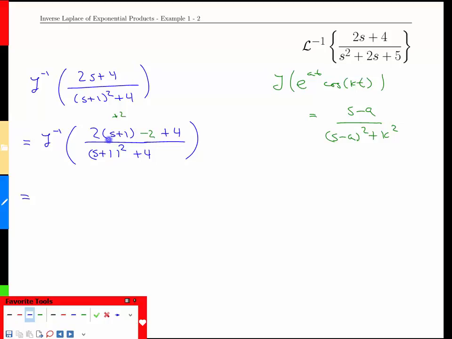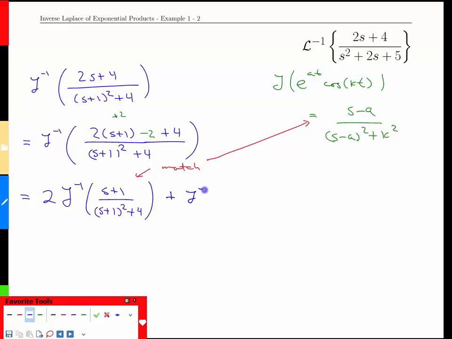Well, what does that give us? Let's make this as linear as possible. We'll bring the 2 out front, and then we'll have s plus 1 over (s plus 1) squared plus 4. That is an exact match to the inverse of the cosine times an exponential. What about the remaining coefficient in the numerator? Well, we can write the inverse again. We can take that same value, which is negative 2 plus 4, that's plus 2, over (s plus 1) squared plus 4. That denominator was common.